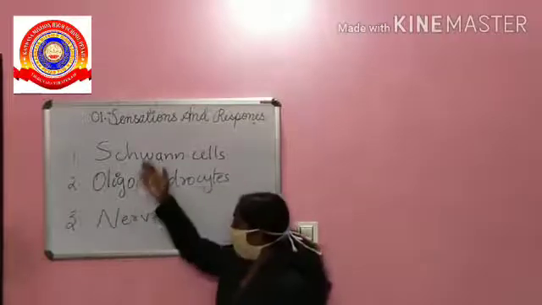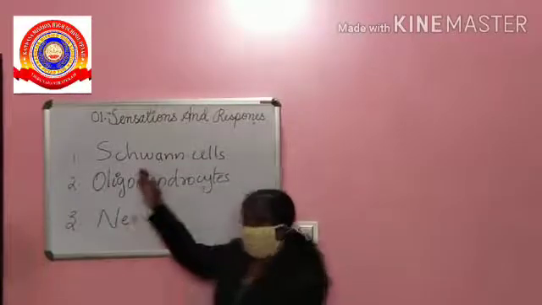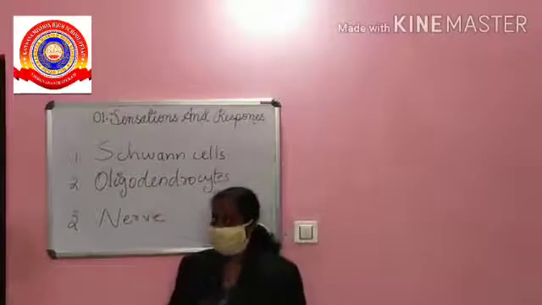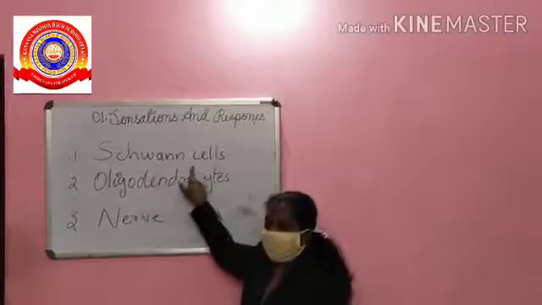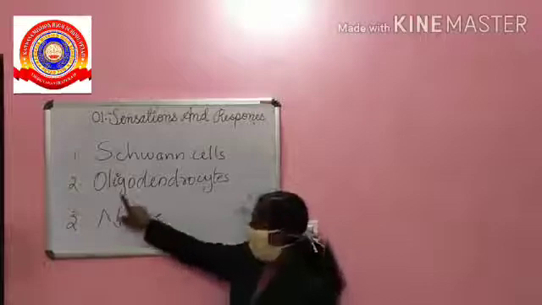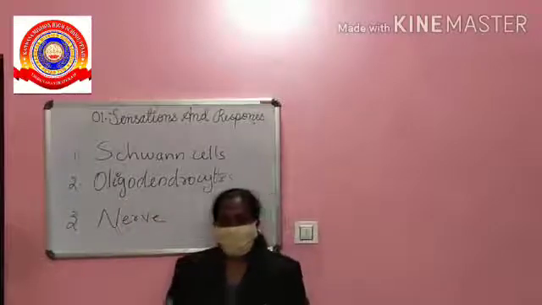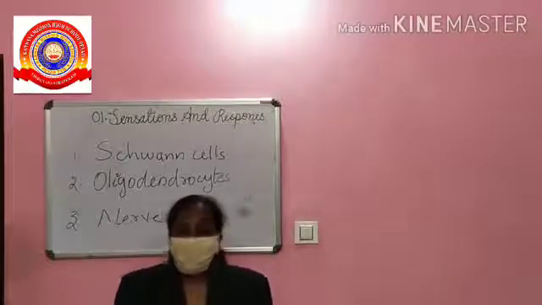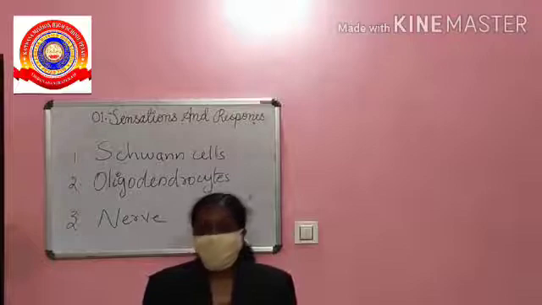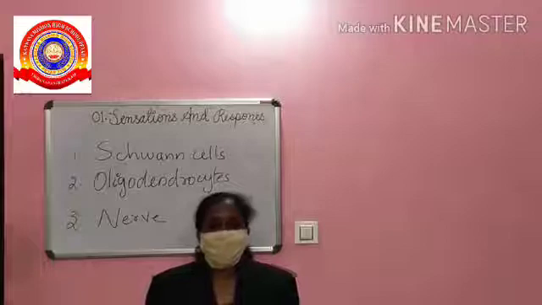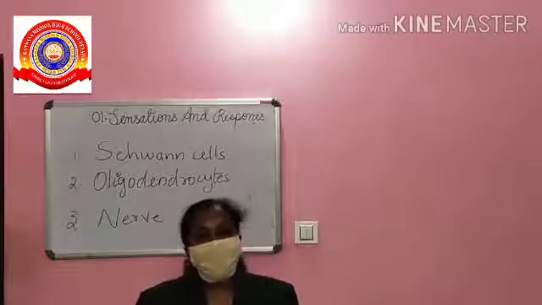Here on the board I have written three words: Schwann cells, oligodendrocyte, and nerve. So what do you mean by Schwann cells? Schwann cells are specialized cells which encircle the axon. The myelin sheath in the nerve cells is formed of Schwann cells.